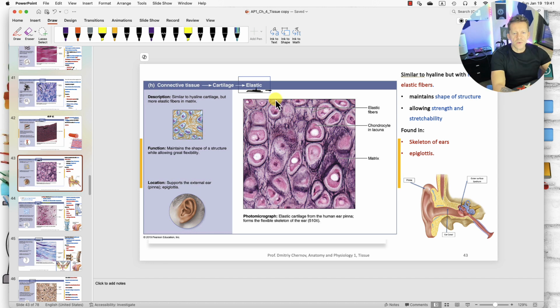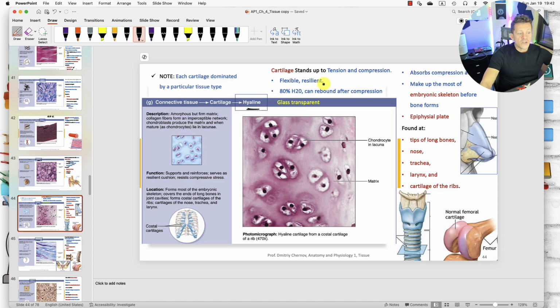It's very easy when it comes to cartilages to remember where you can find them. The elastic cartilage you can find in the ears, and you see the ear can spring back, it comes back to its original place. You can bend the ears, so that's an elastic cartilage. It maintains the shape of the structure, allowing strength and stretchability. I can stretch it and it comes back.